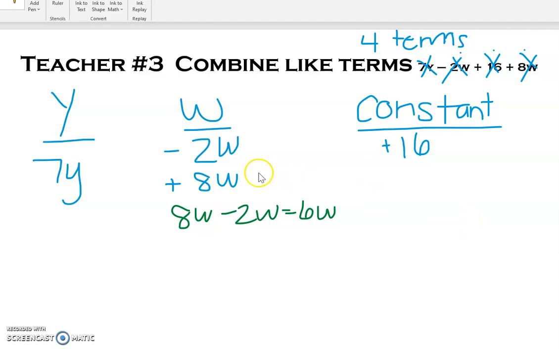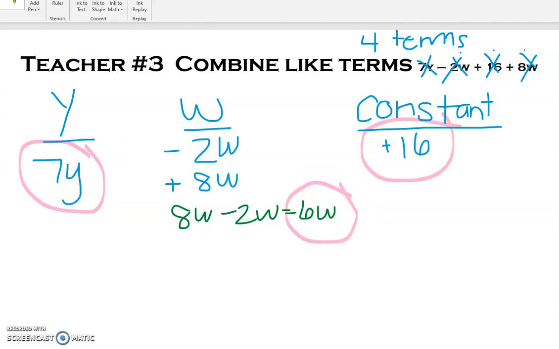So once I've combined all of them, okay, so I now have one term in each column. I piece these back together into an expression as my final answer. Okay, so 7y stays 7y. That 6w is a plus 6w, and the constant is plus 16. Okay, so by combining like terms, I go from having 4 in my original expression to now only having 1, 2, 3 total terms in my answer.